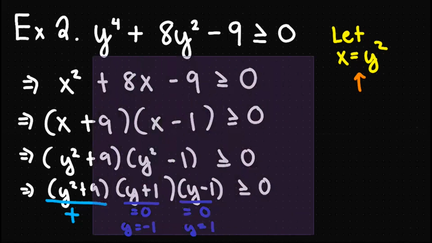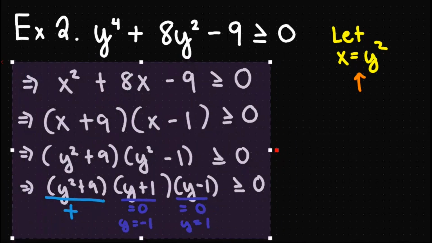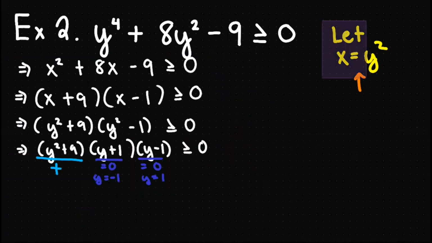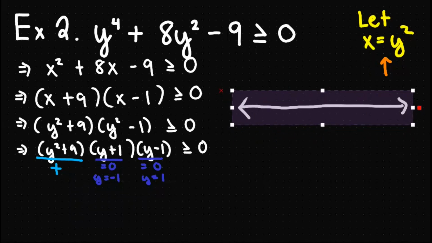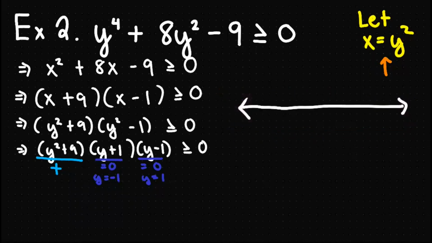So now let us resize this one, and let us create our number line. So what we do is we plot our critical points. So that will be negative 1 out here and 1 out here. So we'll have 3 regions out here.